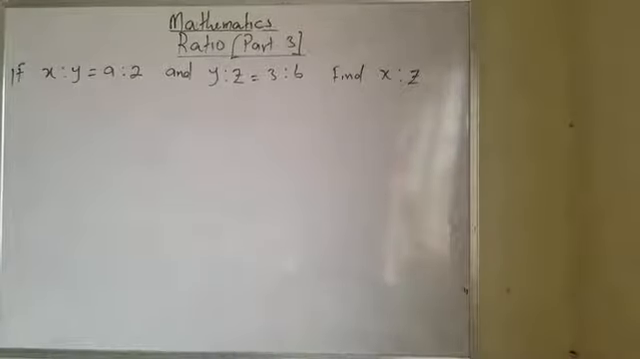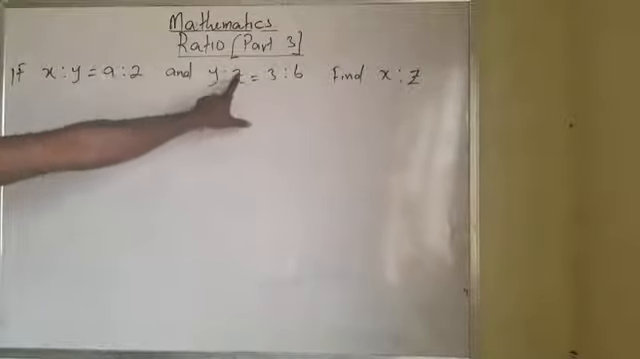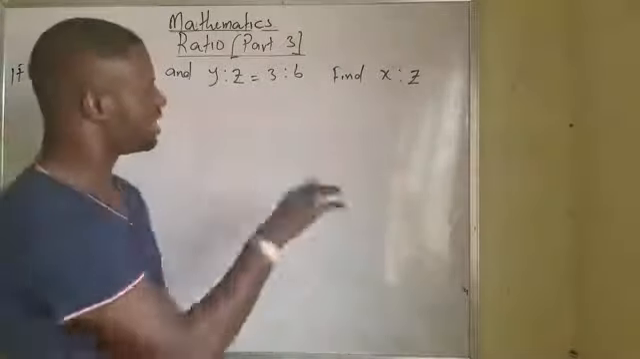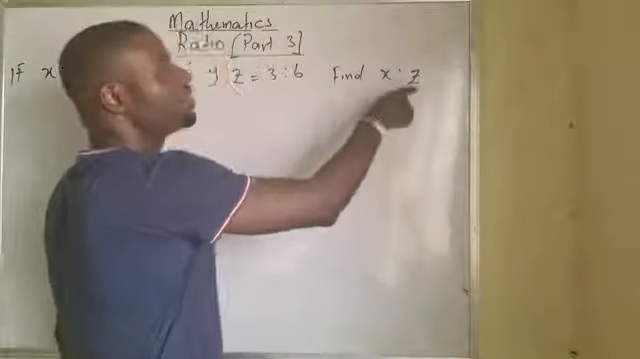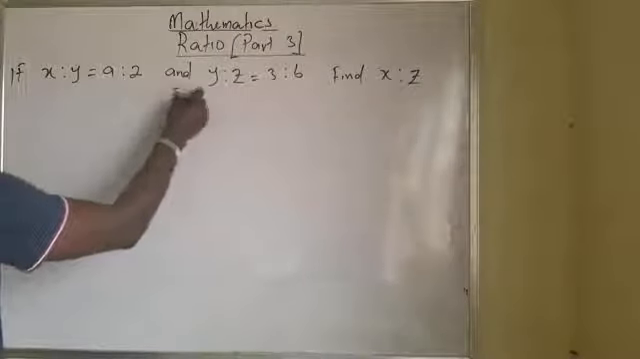Look at this direct question. It's a very simple question that somebody can ask you in any exam. Don't forget, we are talking about ratio. If x ratio y equals a ratio b and y ratio z equals 3 ratio b, find x ratio z. Find the ratio.